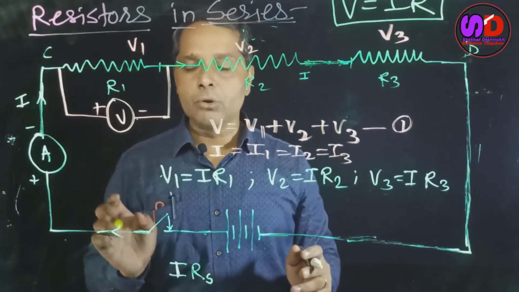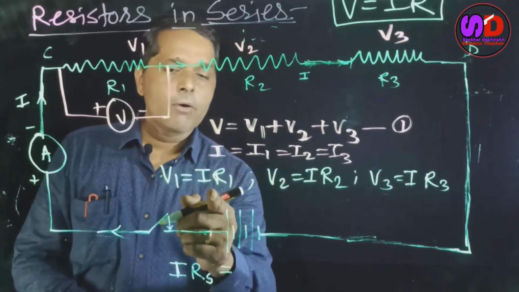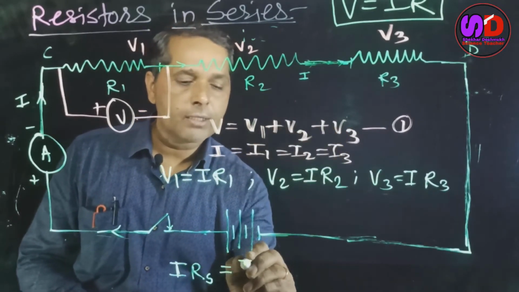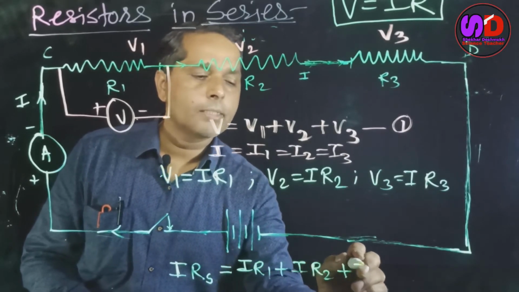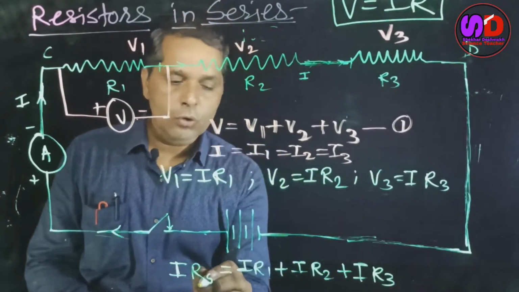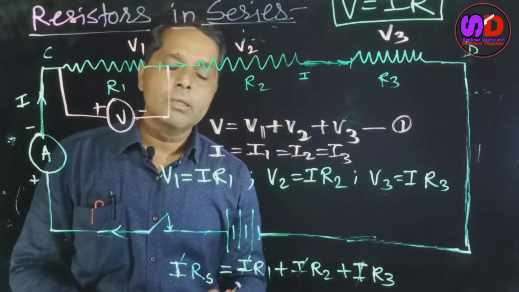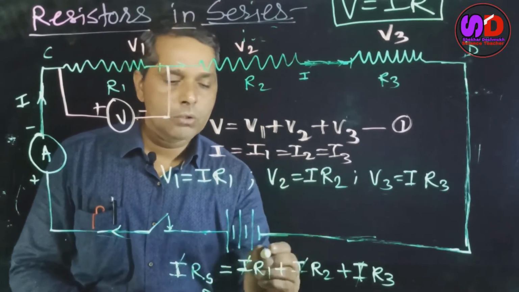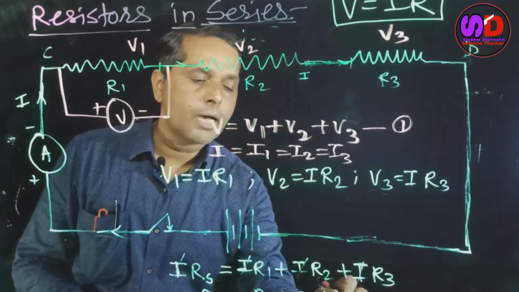We are calculating its value. So I into RS is equal to V1 plus V2 plus V3. So V1 is IR1 plus IR2 plus IR3. So this I gets cancelled out. If we take it common, then we get RS is equal to R1 plus R2 plus R3.